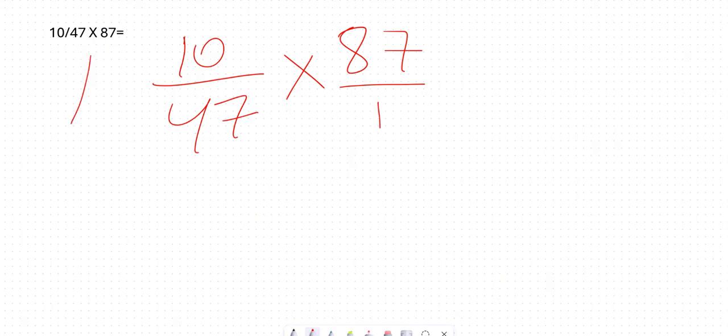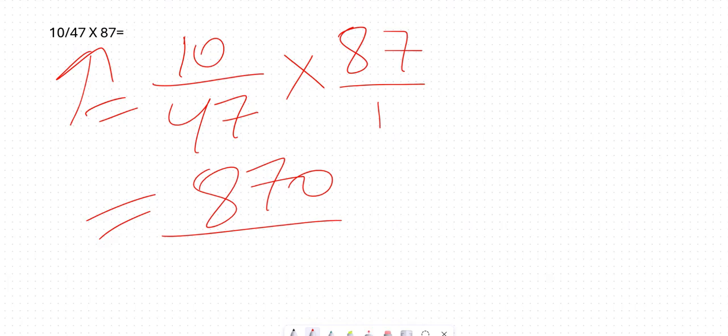So questions like these could try tricking you, but this is actually really easy. So now we just do normal math. 10 times 87 is 870, divided by 47 times 1, which is 47. And now we can see that 870 and 47 don't reduce anymore because they don't have a common factor which we could divide both by.